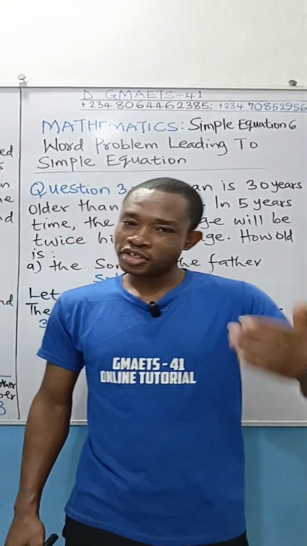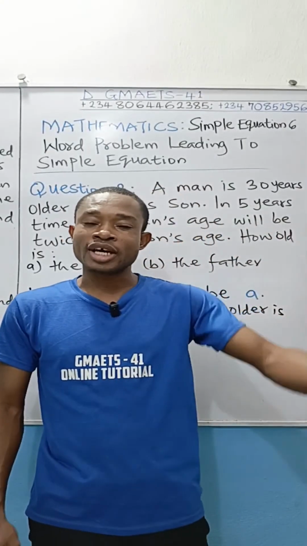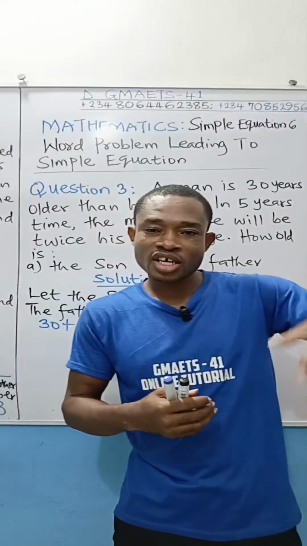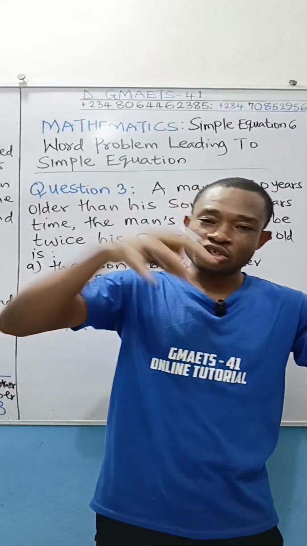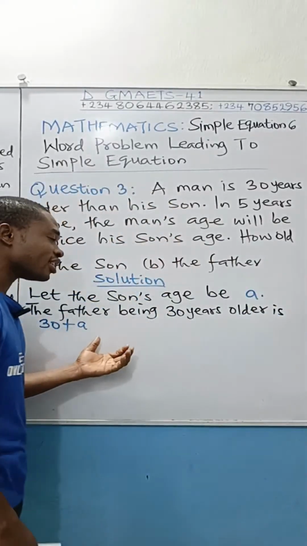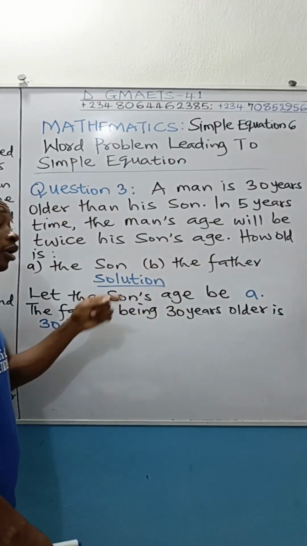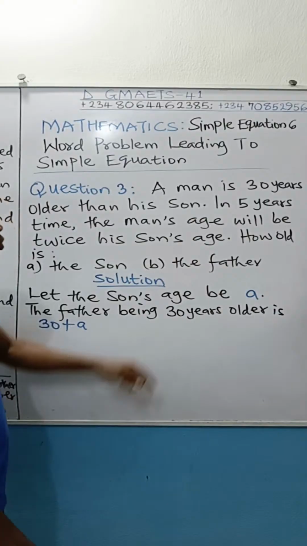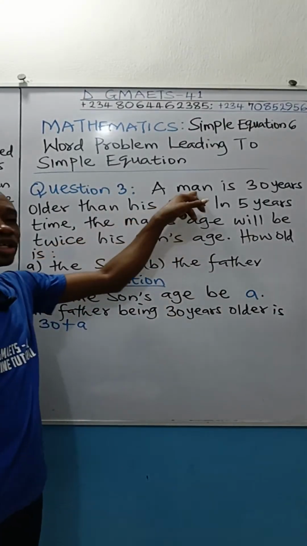If the son's age is A and the father is 30 years older, it means whatever the son's age is, to get the father's age, you add 30 to it. So we are taking A to be the son's age. The father's age will now be 30 plus A years. We have interpreted this first part of the question.